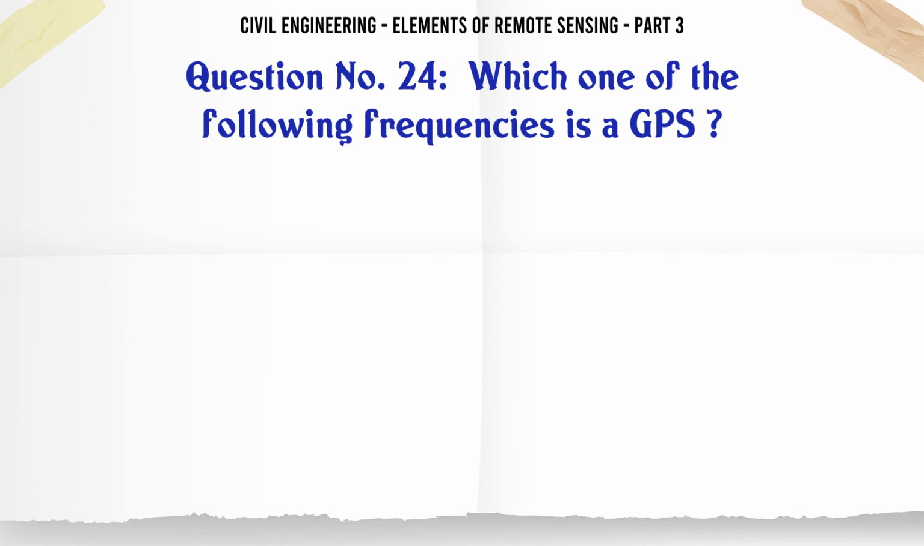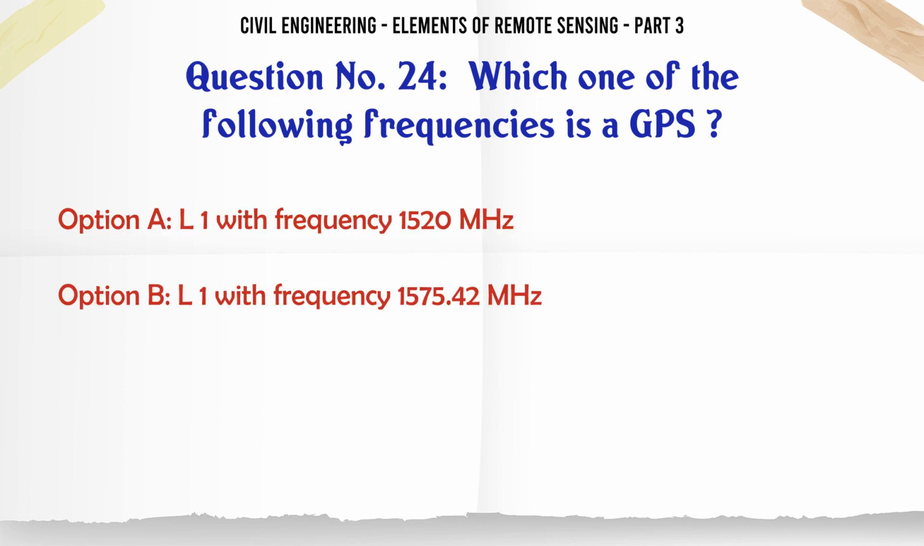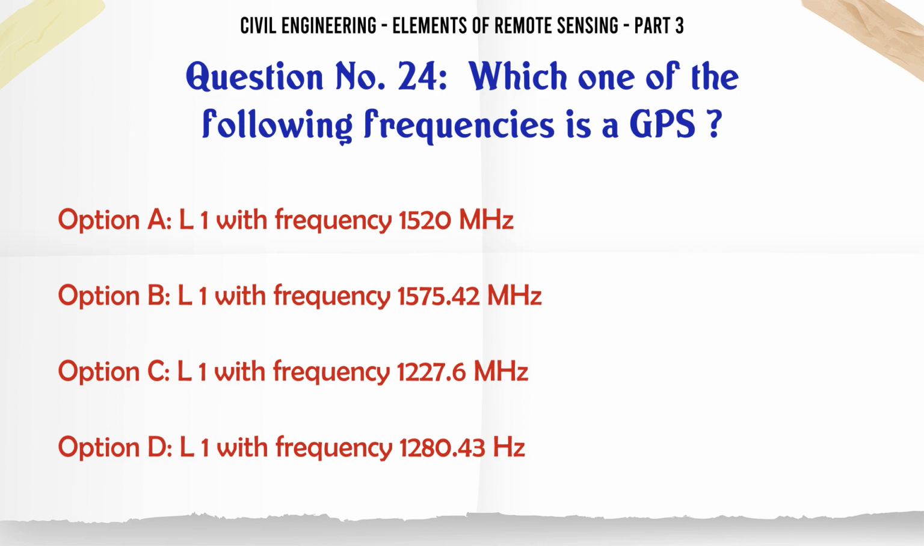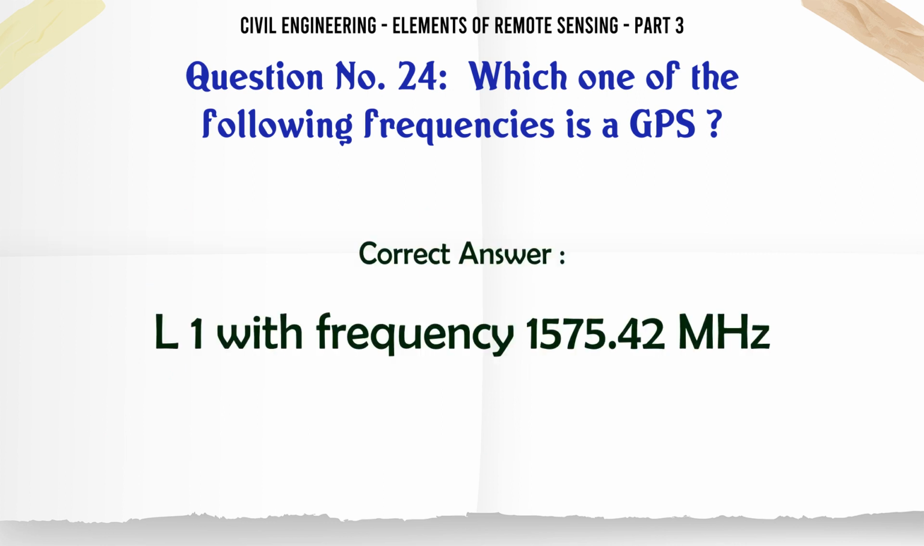Which one of the following frequencies is used by GPS? A. L1 with frequency 1520 MHz. B. L1 with frequency 1575.42 MHz. C. L1 with frequency 1227.6 MHz. D. L1 with frequency 1280.43 MHz. The correct answer is L1 with frequency 1575.42 MHz.